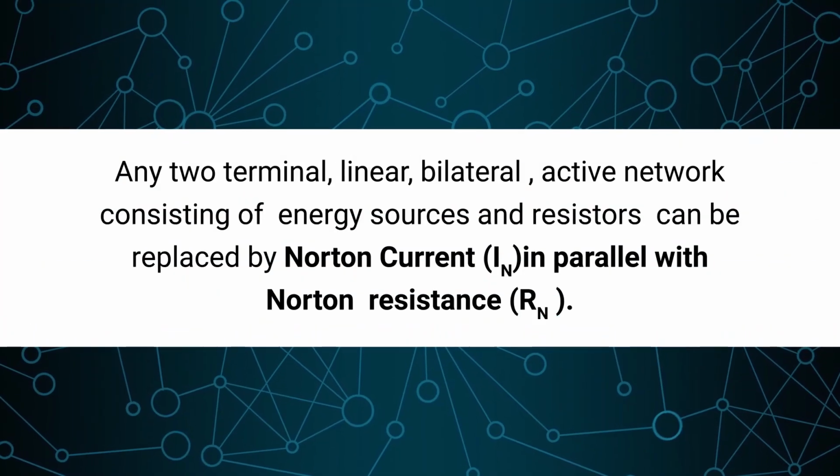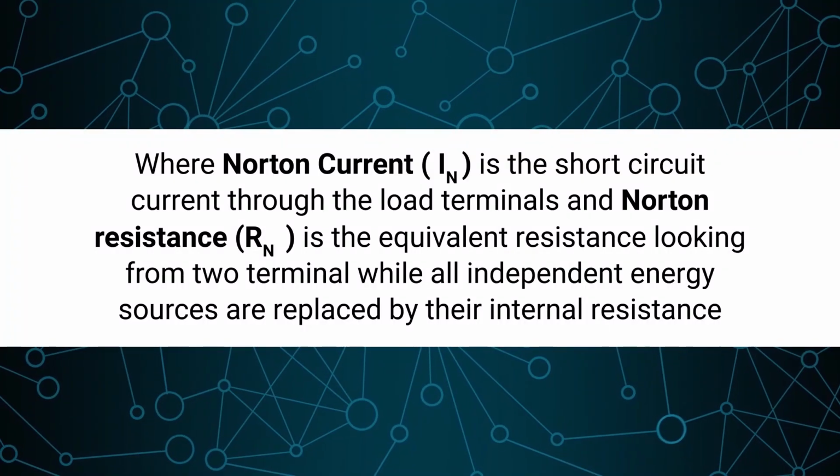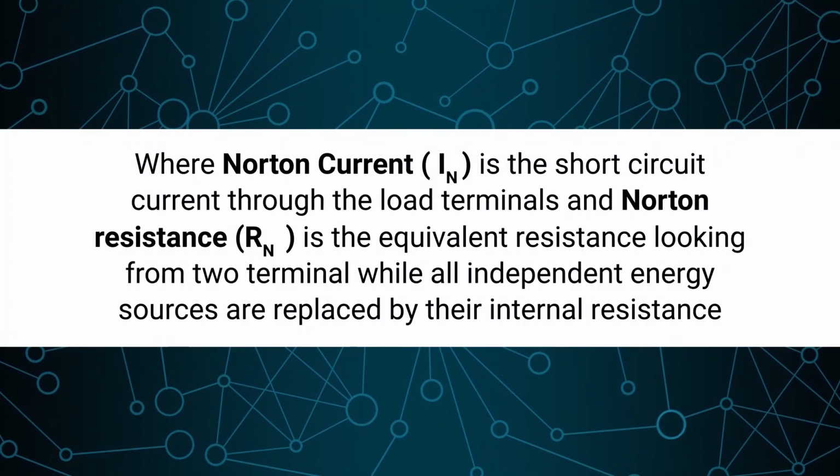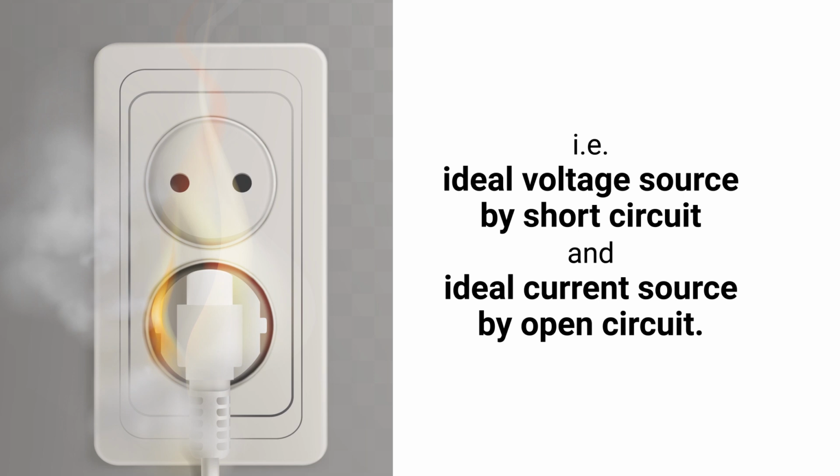In the case of Thevenin's theorem, it states that any two terminal bilateral active network can be replaced by a simple Thevenin voltage in series with Thevenin resistance. Thevenin voltage is the open circuit voltage across the two terminals, and Thevenin resistance is the equivalent resistance looking from the two terminals into the network. So today I am going to discuss the next two theorems, that is Norton's theorem and the maximum power transfer theorem.